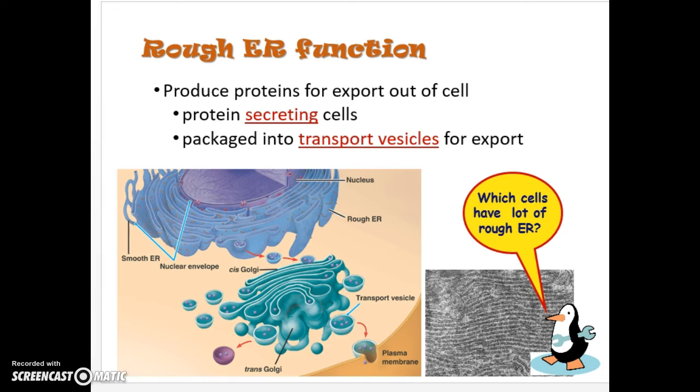So this is done first. It's attached in the rough ER, then it's put into a vesicle. You can see that occurring right here. And then that vesicle is sent over to the Golgi. The Golgi will then do some more folding of the protein and stabilizing it so that it's ready to be sent to the cell membrane for its job.